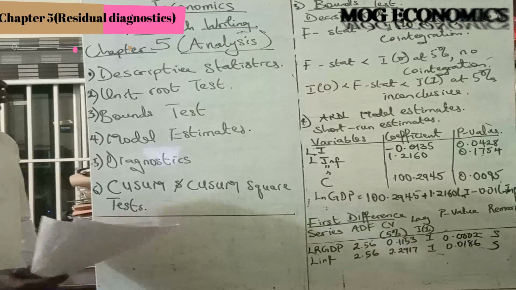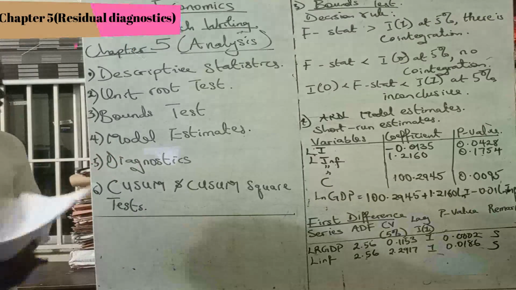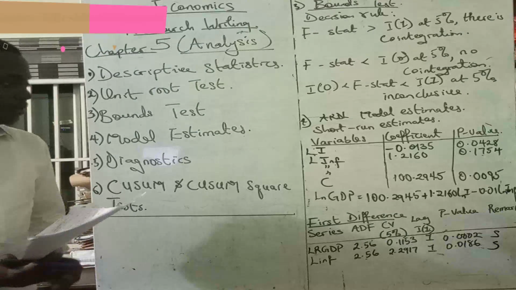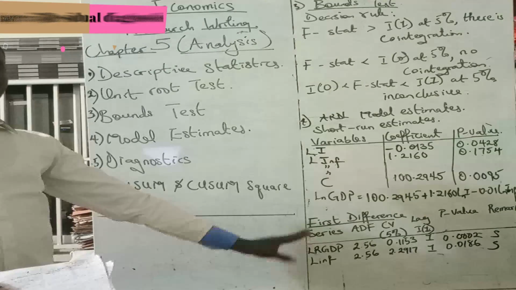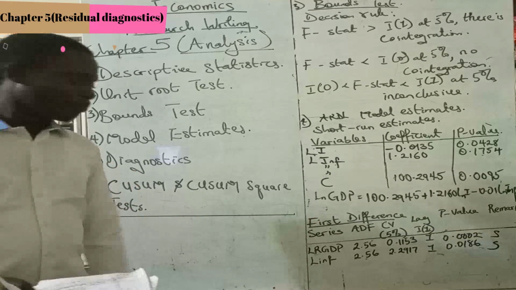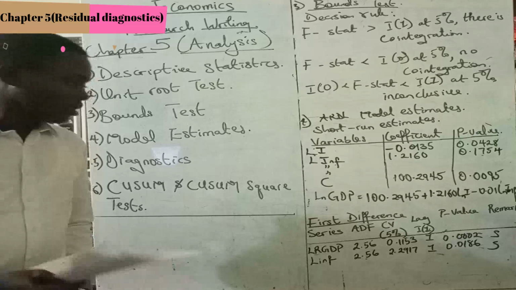In our last class, we were able to cover descriptive statistics and unit root test. There was something I wanted to mention before the end of that class, which I couldn't mention for one reason or the other. And that is under your first difference in your unit root test, in your first difference table, the one I taught you how to sketch.